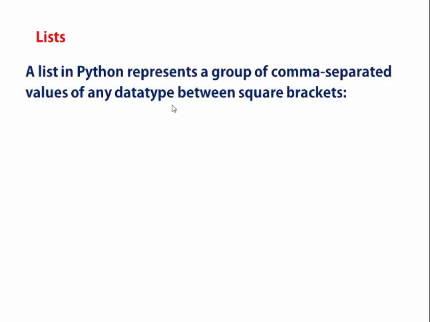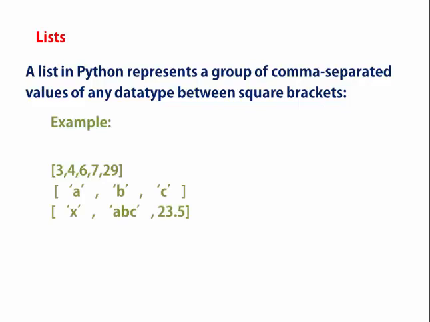So a list in Python represents a group of comma separated values of any data type between square brackets. So the value is a series. You can see an example here. Within the square brackets: 3, 4, 6, 7, 29.